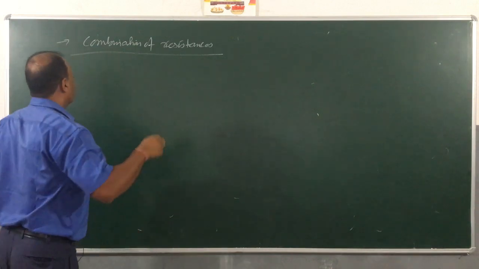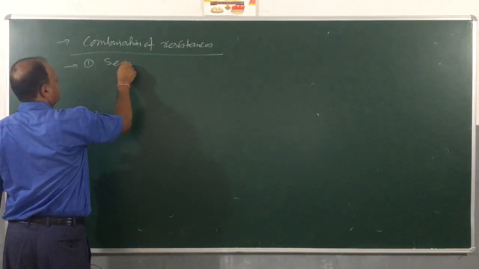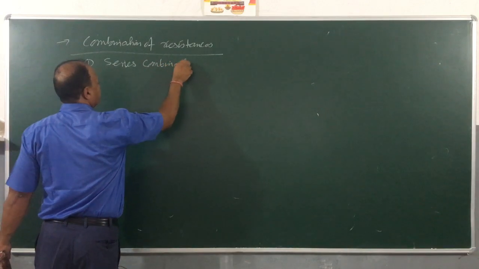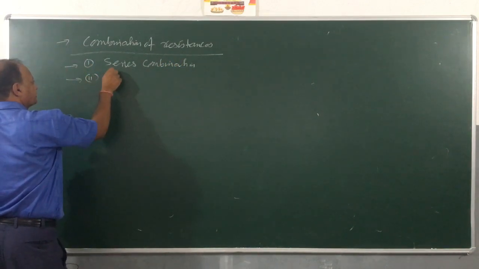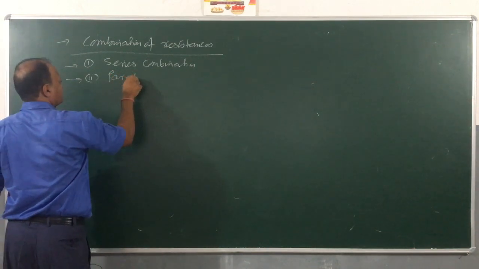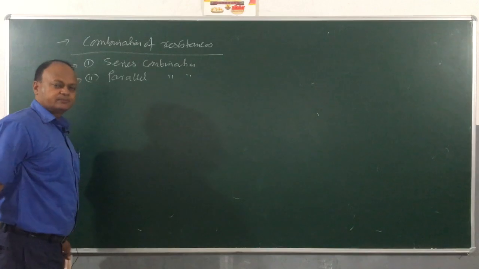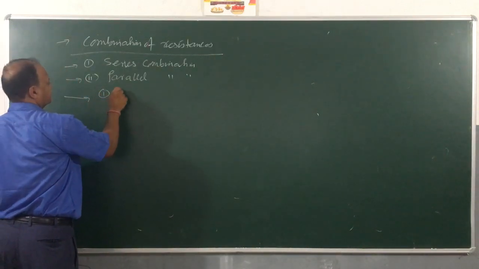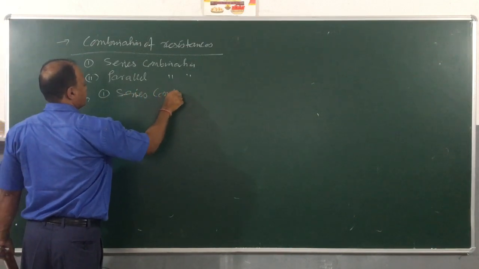Okay. So, in simple combination we have two types. One is called series combination and the other one is called parallel combination. Okay. So, we will discuss series combination. What is series combination of resistances?